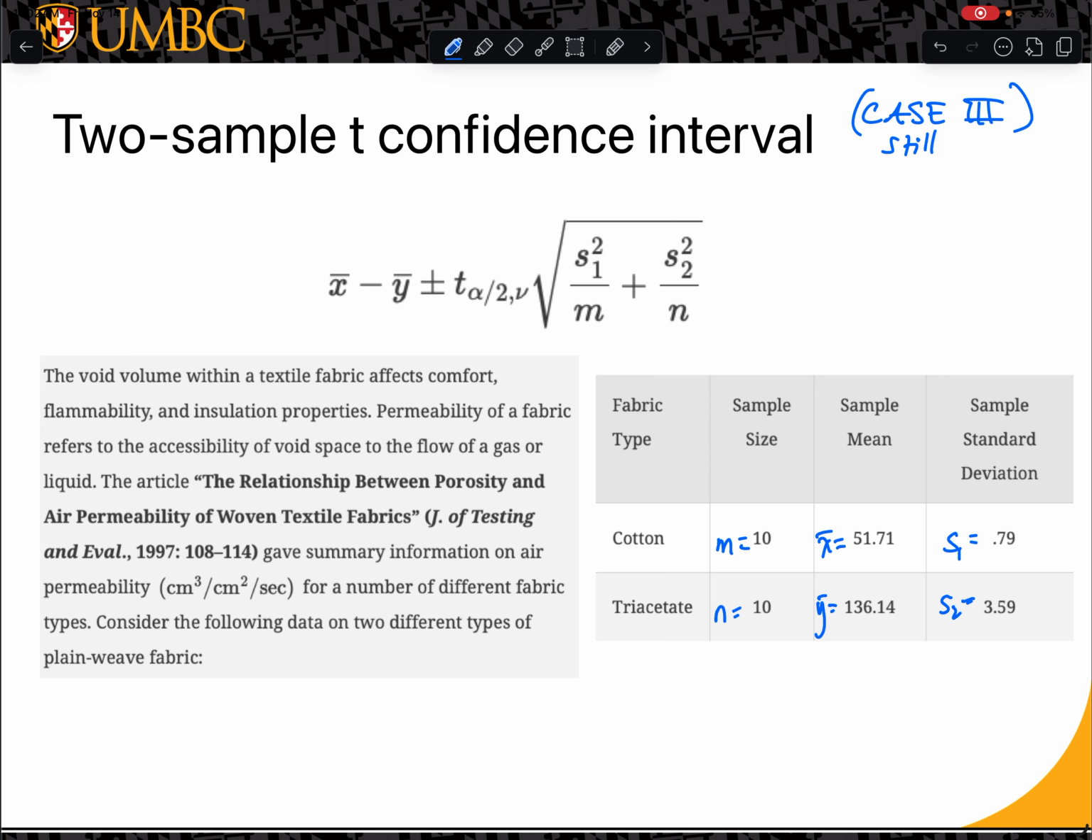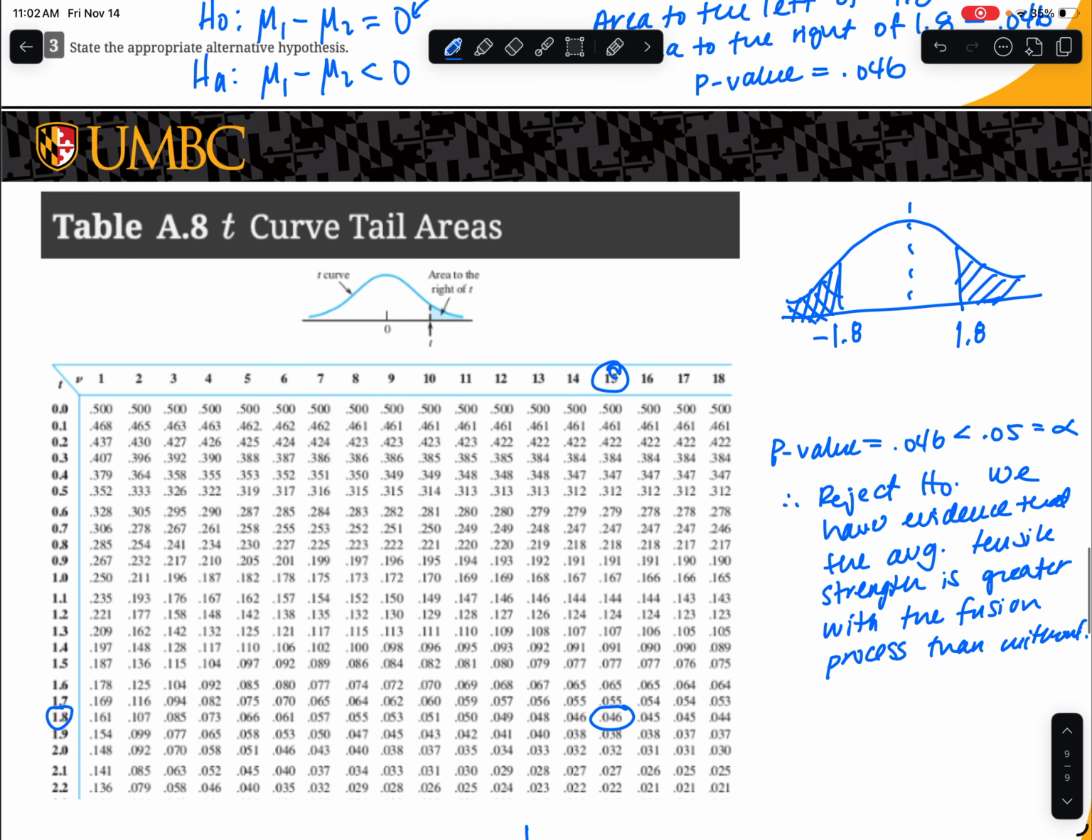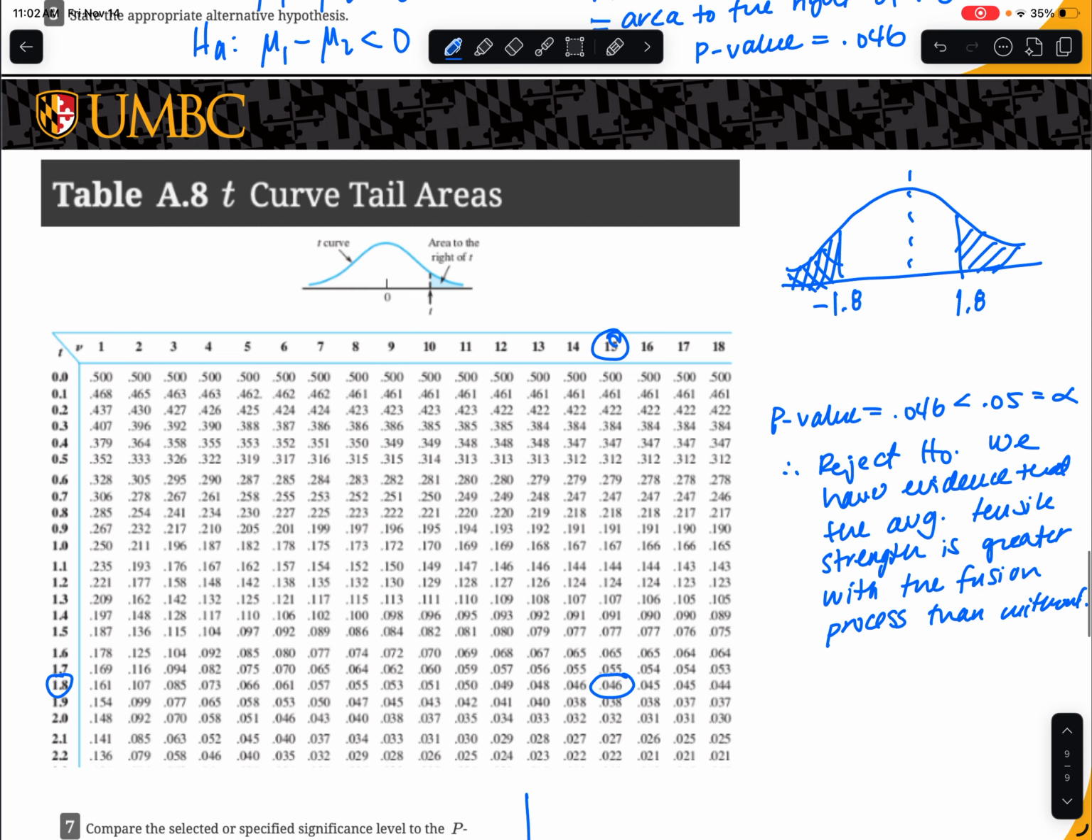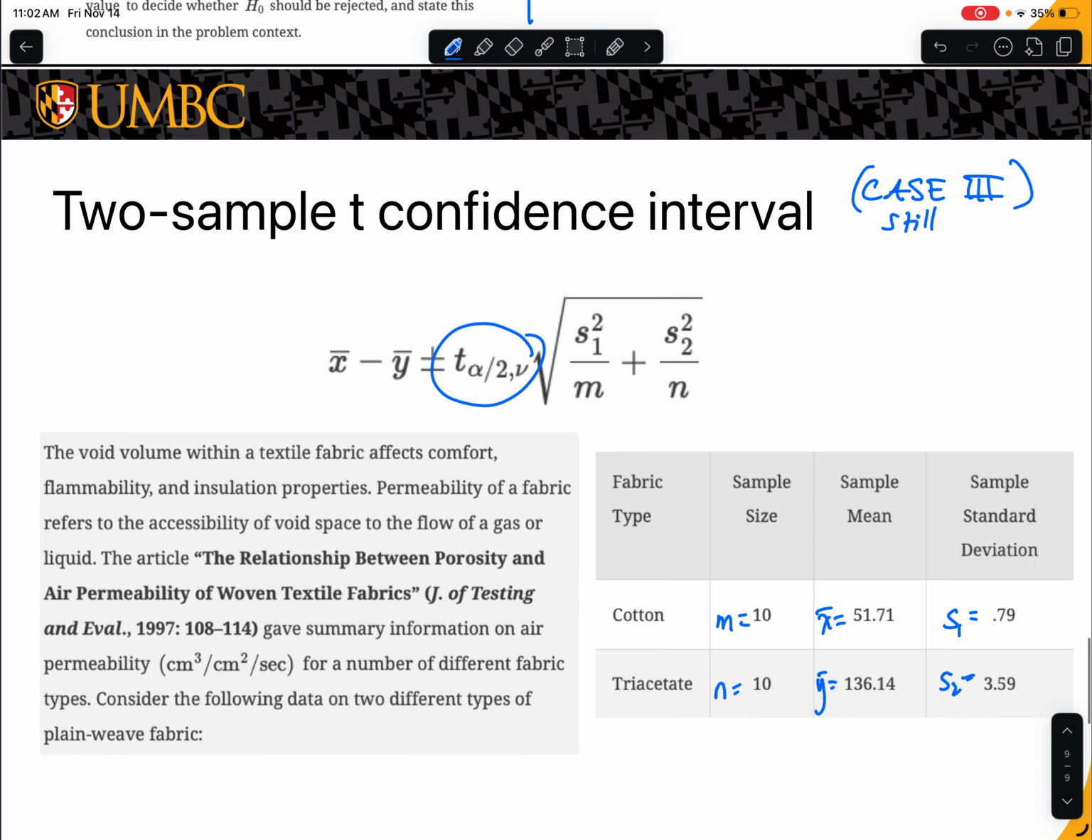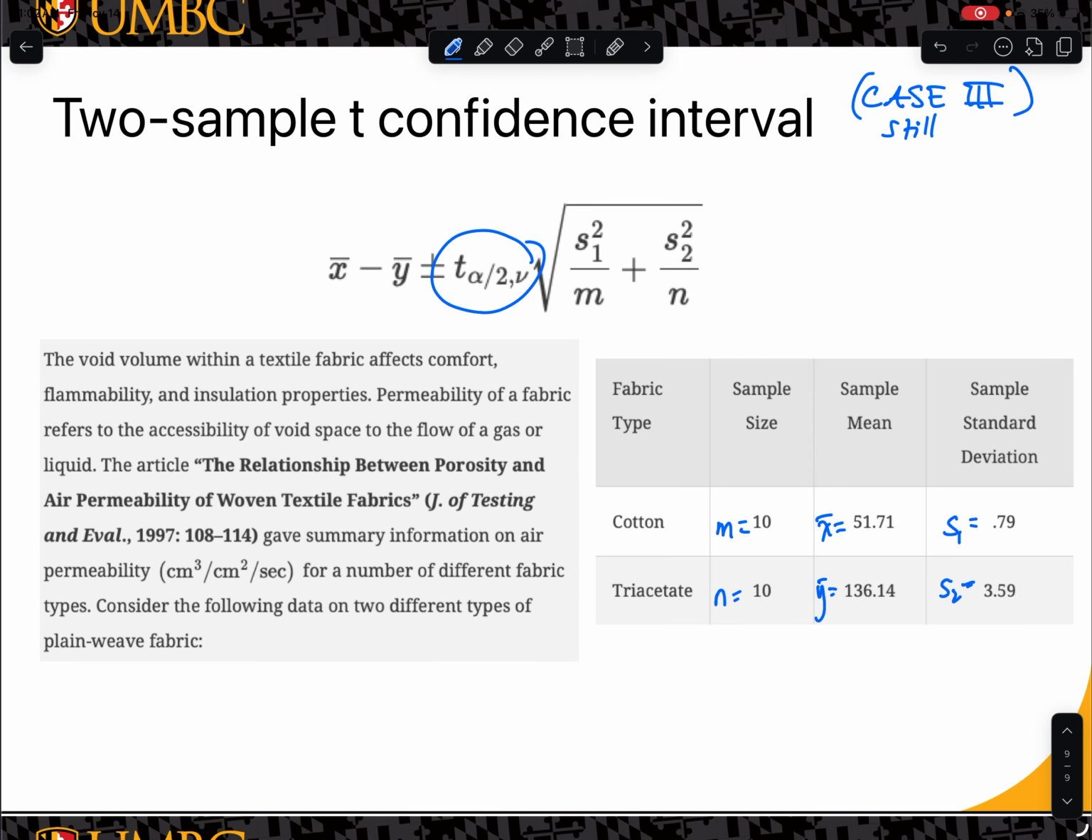So that's almost everything that you have to plug in. The only thing that you don't have is this T. This critical value, you're going to calculate not using the table we were just looking at. The table we were just looking at is A.8, and that's useful for hypothesis testing. For confidence intervals based on T, you're going to want to use A5. That's the one that gives you critical values corresponding to particular probabilities in the tail.